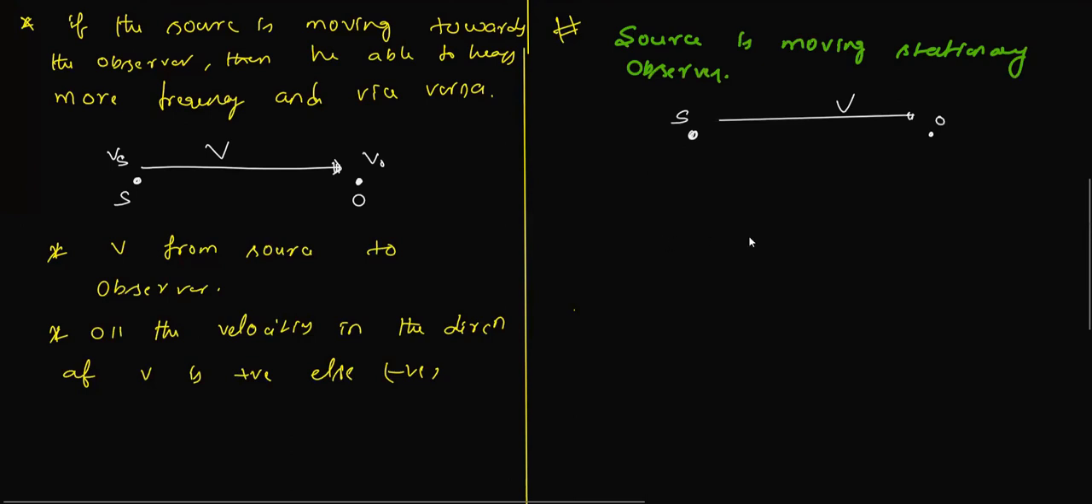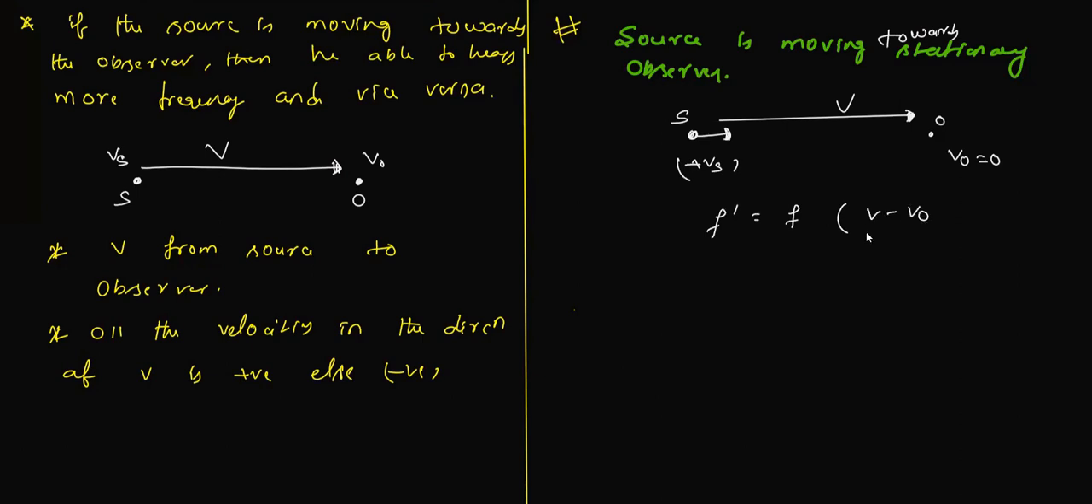Now read the topic: source is moving towards a stationary observer. Stationary observer means V0 should be 0. The source is moving towards the observer, in the direction of V, so we take plus Vs. The formula is F dash equals F into V minus V0 divided by V minus Vs. In place of V0 we put 0, and in place of Vs we put plus Vs. Therefore, F dash equals Fv by V minus Vs.